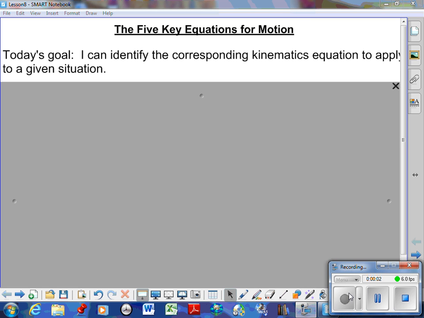Hello and welcome back to lesson 8. And today's topic is the five key equations for motion. The goal is I want you to be able to identify the corresponding kinematics equation to apply to a given situation. So very important today.